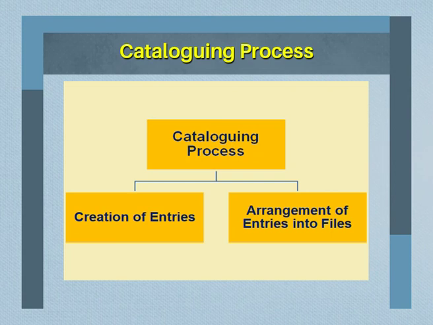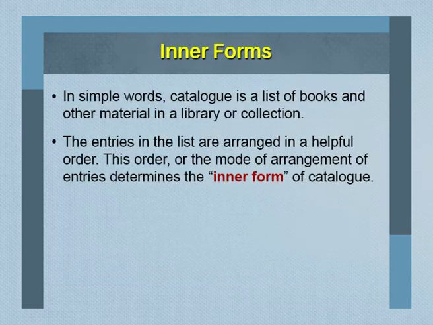One is creation of entries based on the catalog codes. Then the created entries have to be arranged in a proper order into files. The first one, creation, is only for getting information about the documents to make it available. Arrangement of entries refers to making the created entries available for the users. So, these two are the processes involved in it. Here we have to discuss the inner forms. The physical forms of catalog vary; one is creation, the other one is arrangement.